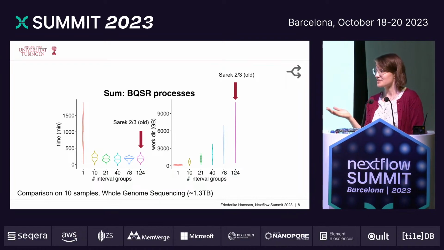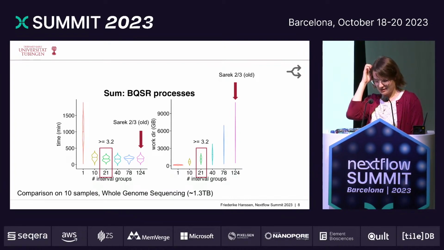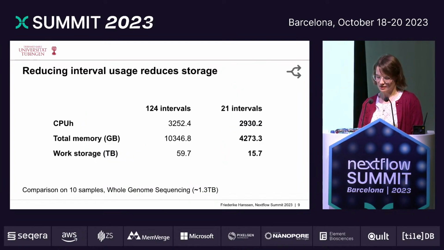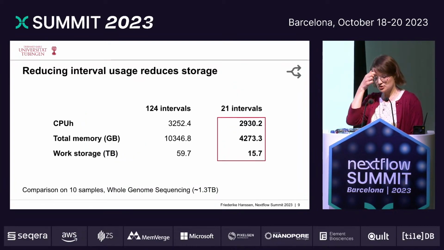And the whole point of the scatter-gather approach was to speed up the analysis, but as we can see, we don't actually get much faster after 21 intervals, but for some reason the work directory just keeps on growing massively. So we scaled this down. Now with the new default, it's 21 interval groups. And this reduced the work storage by about a factor of 4, and also reduced other computational resources.